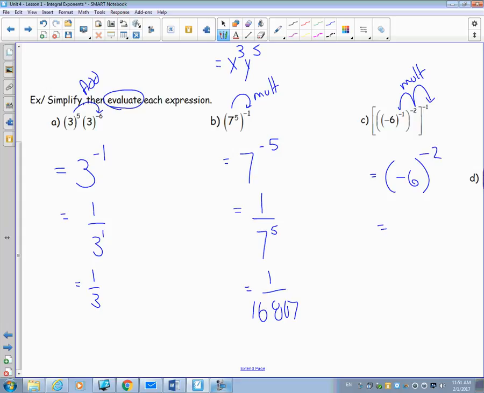Oh, a negative exponent. I flip that. My base stays the same, still -6. Numbers are fine. My exponent becomes positive. So my answer is whatever (-6)² is on the bottom. And 2 negatives make a positive, so 6 squared is 36.